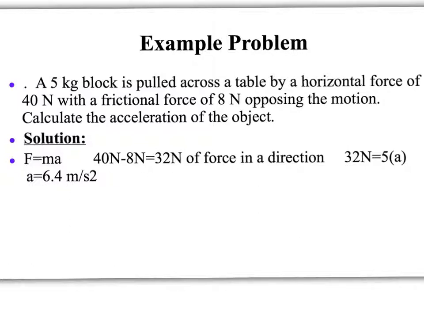A 5 kilogram block is pulled across the table by a horizontal force of 40 newtons with a friction force of 8 newtons opposing the motion. Calculate the acceleration of the object. The key thing that one must do is to determine what is given and what one must solve for.